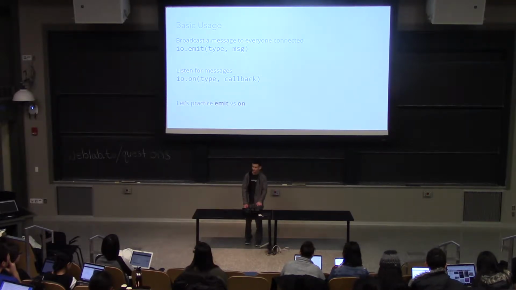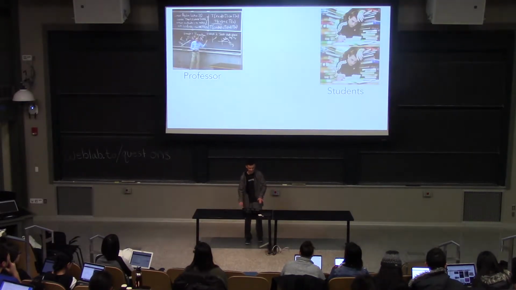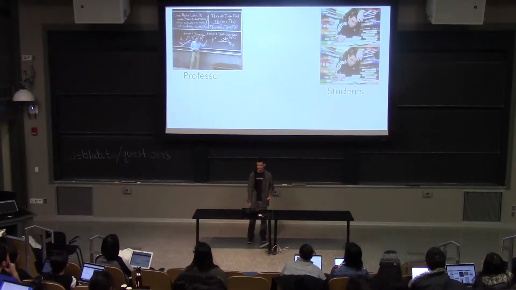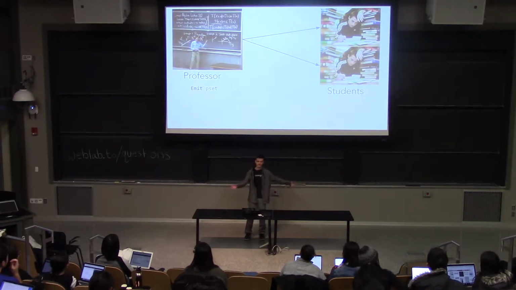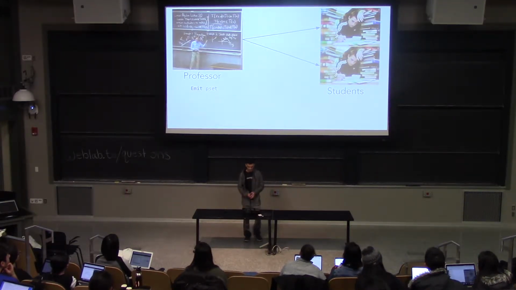Let's practice to make sure we know exactly what emit and on are doing. So let's say we have a class. We have Bill Strang here and his students. They're all connected up by WebSockets. The professor wants to send out a pset to his students. So what does he do? He emits pset, and that broadcasts it to all the students. So how do the students know what to do when they get a pset? Well, in their code, they've defined an on function. So on pset, they're going to run a function, and their function is start working.